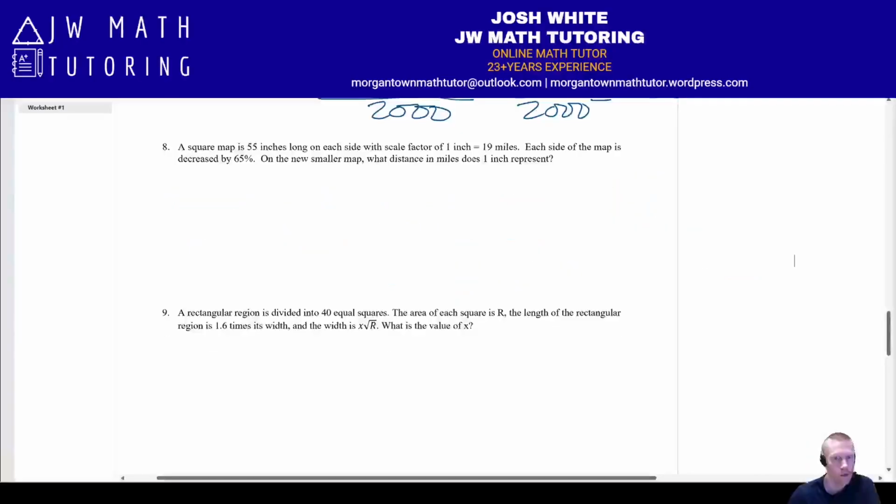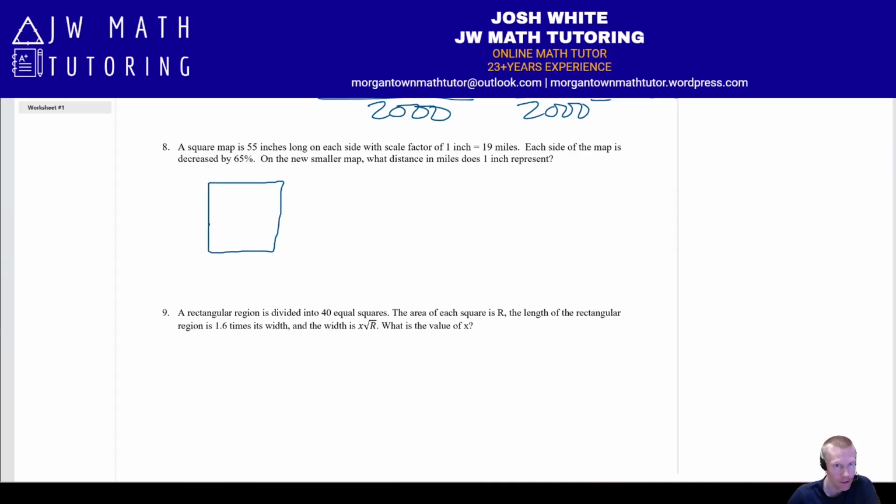Okay. Next up, let's look at question number 8. So here, this is a repeat question as well. This one was featured in 2024. You have this map, and you're told it's 55 inches long on each side. And you also know that 1 inch is equivalent to 19 miles on the map. So that means this entire side length, 55 inches, corresponds to 1,045 miles.